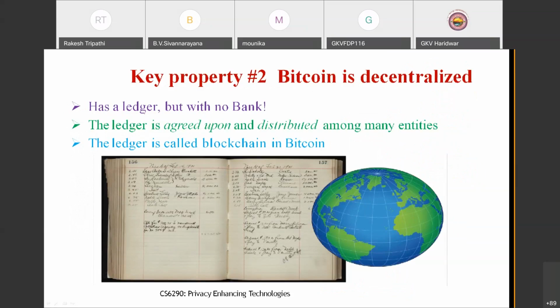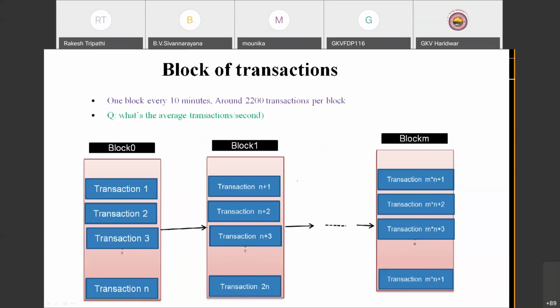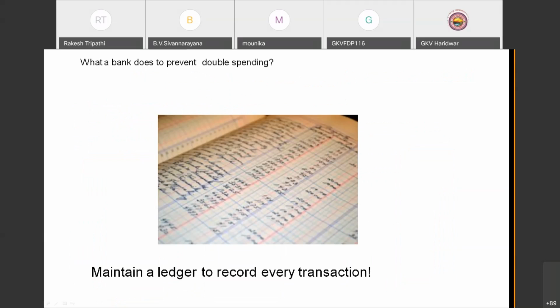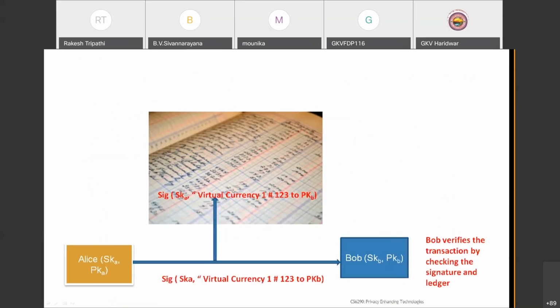Okay. The second key property of Bitcoin is decentralization. Decentralization means that it has a ledger but no bank, and the ledger is agreed upon and distributed among many entities. And the ledger is the blockchain in Bitcoin. So many entities have this blockchain. So the blockchain looks like this: this is block 0, block 1, block 2. All transactions are written here. The hash of this will also be written here. We'll see the actual blockchain later. Okay. So we have a ledger, and if Alice is sending money to Bob, Alice is signing that she is sending the virtual currency 1 of serial number 1 to public key B. So this is written here.